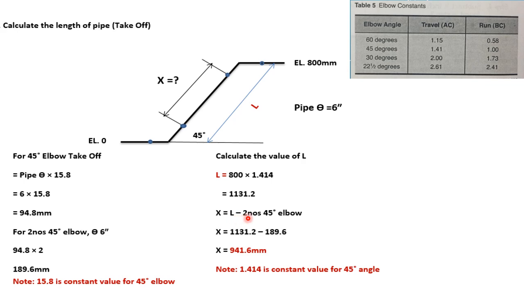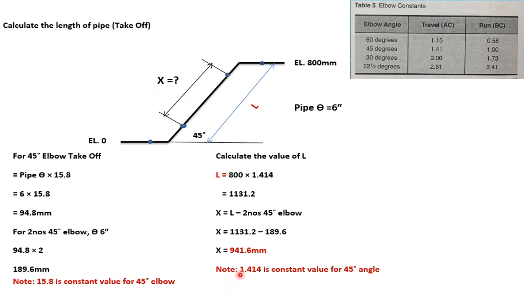Now we calculate x. X equals L minus 2 numbers of 45-degree elbows. L we have calculated as 1131.2. So 1131.2 minus 189.6 millimeter, and x will be 941.6 millimeter. This is the value of x.